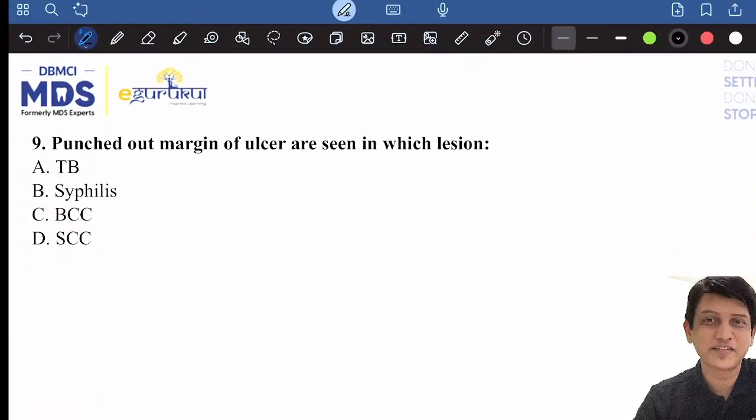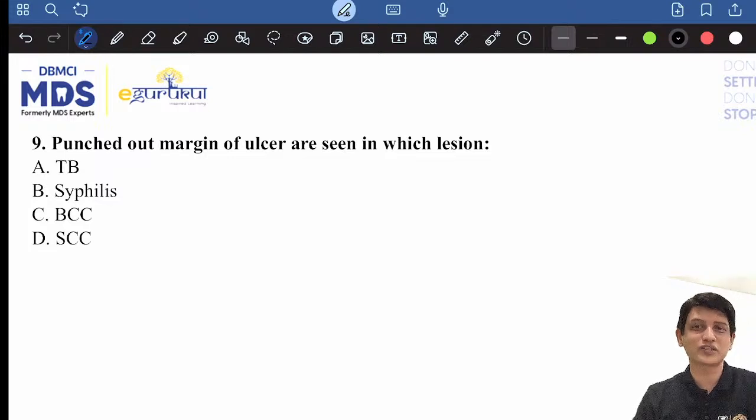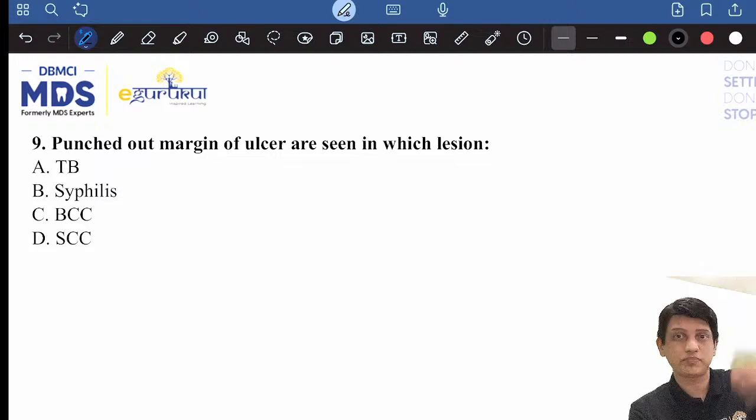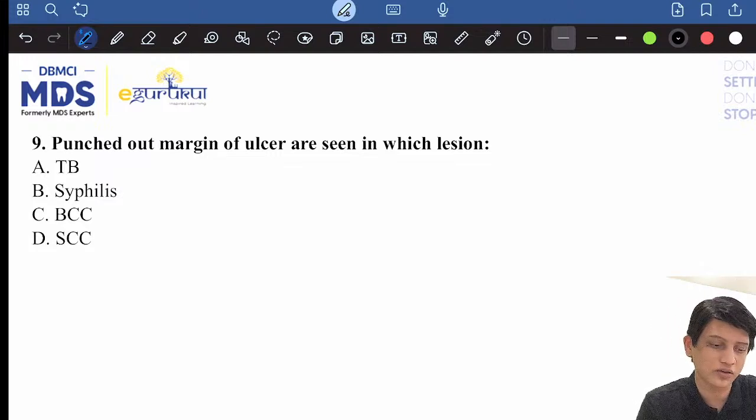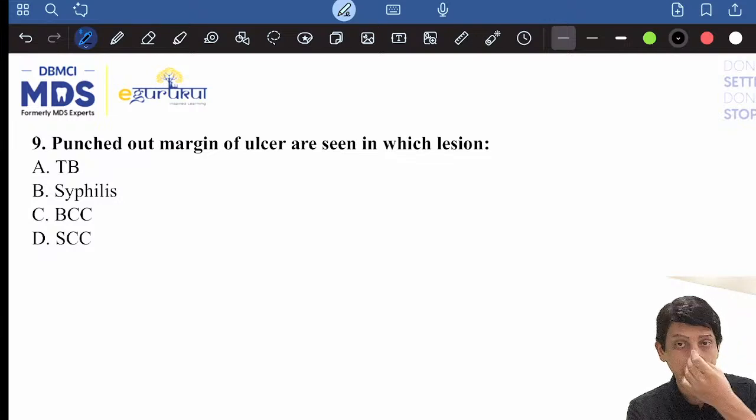Okay, very important. If these kinds of questions come, this is like a bonus for you all. Punched out margin of an ulcer is seen in which lesion? Which type of ulcers have punched out margin? Punched out means very deep. It's not actually margin, it should be punched out edges. The question is wrong. Punched out edges are seen in which type of ulcers?